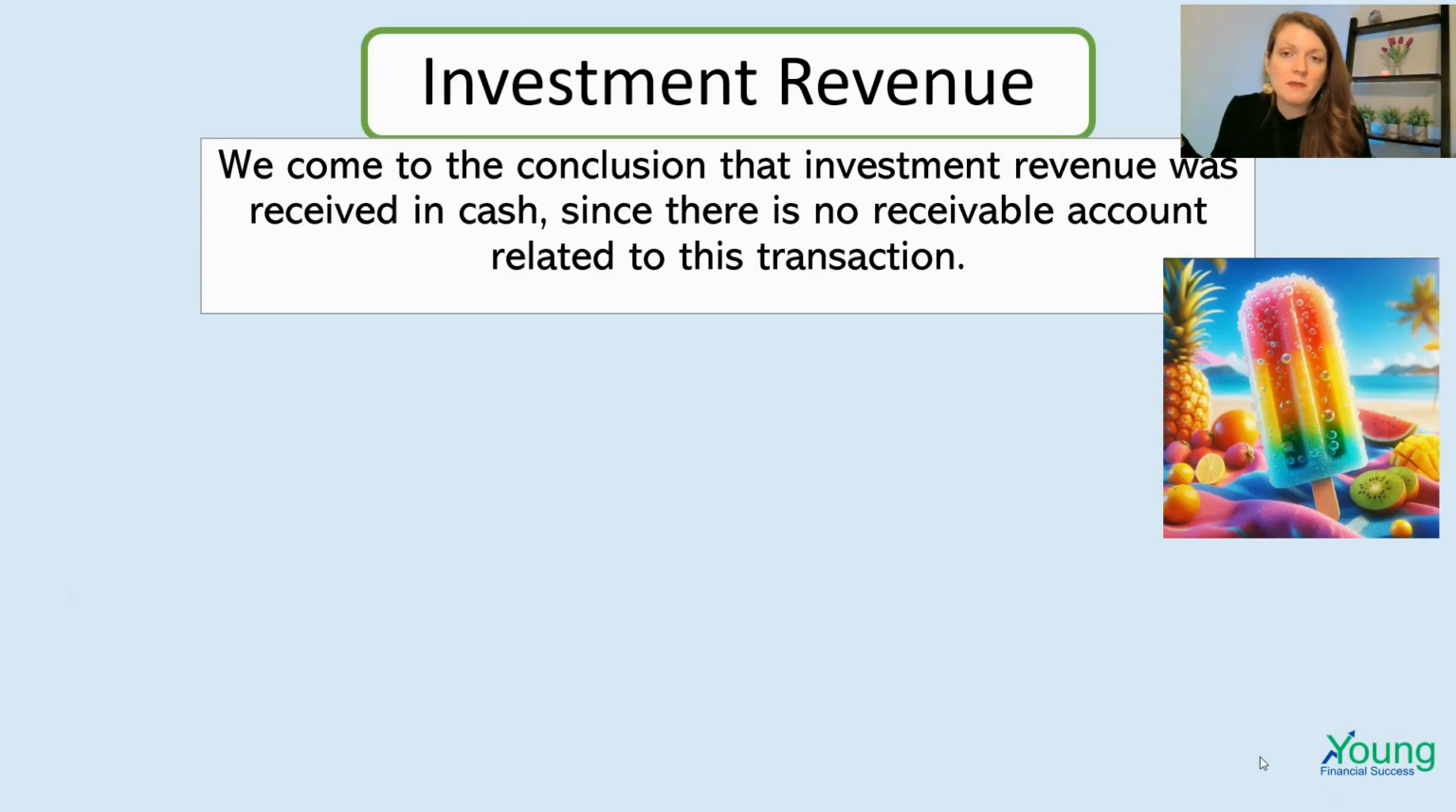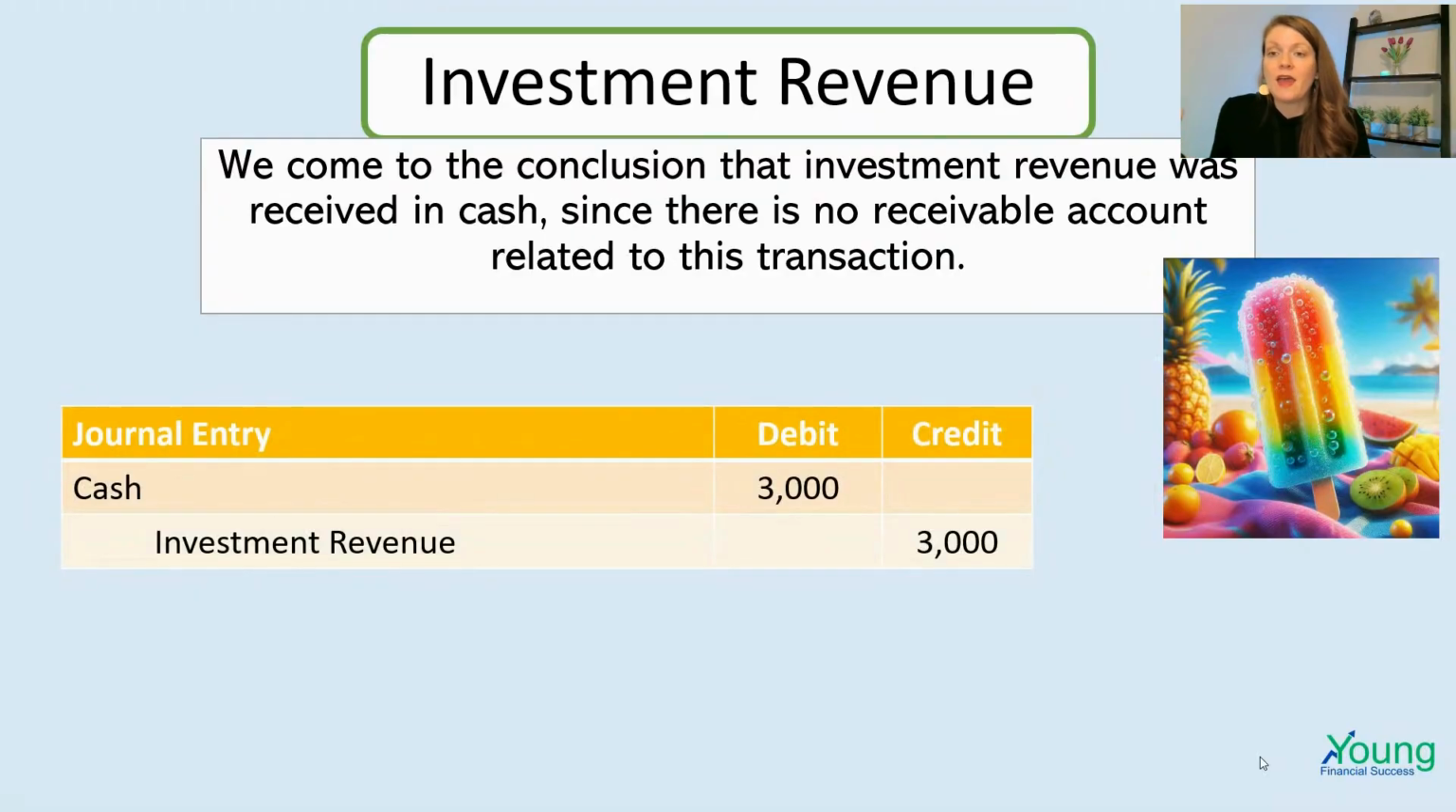But nothing like that's popped up. So we must have gotten it in cash. So I'm assuming we had a debit to cash for $3,000 and a credit to investment revenue. So that one was easier. We didn't have as much going on, but we did have to look and make sure there was no account related to that. What's our next one on the income statement?